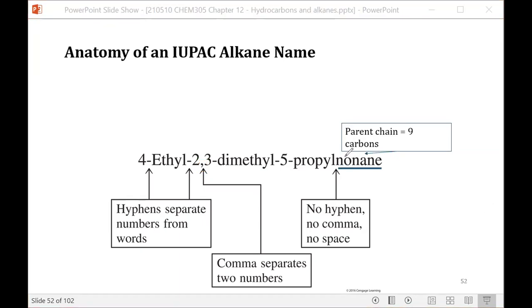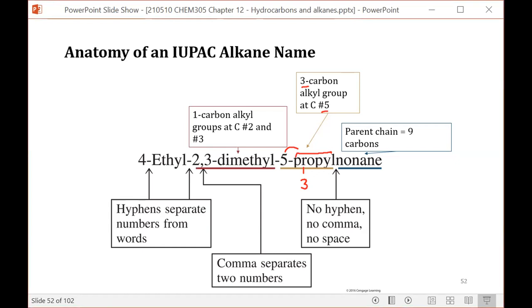So based on this name, our parent chain had 9 carbons. Nonane is the parent chain name. There's a 3-carbon alkyl group located at carbon number 5 along the parent chain. And I know that because I have propyl, and prop means 3, and it's located at carbon number 5. So we have a 3-carbon alkyl group at carbon number 5 on the parent chain.